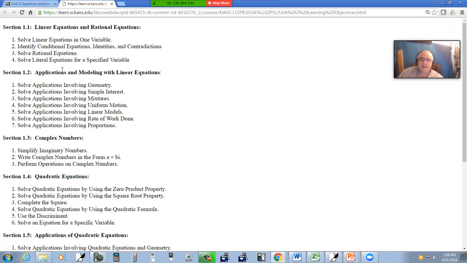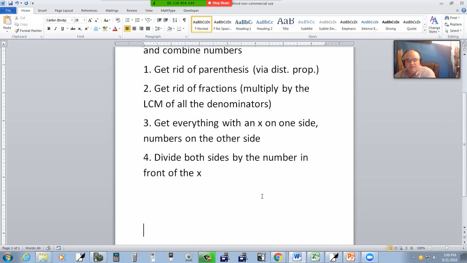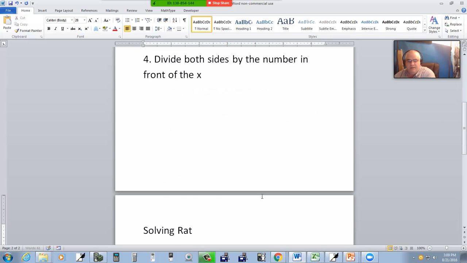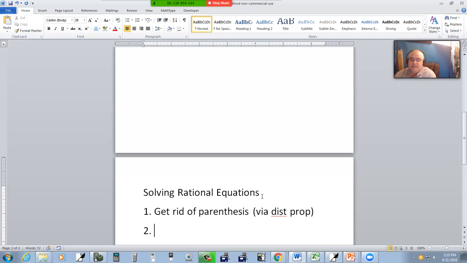Okay, next topic we're going to take a look at is solving rational equations. Step 1, get rid of parentheses. You very rarely ever have parentheses in these rational equations, but we would do it via the distributive property. Now step 2, get rid of fractions.